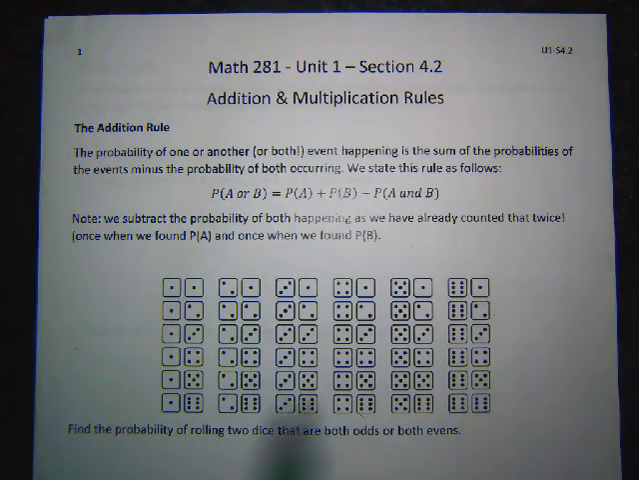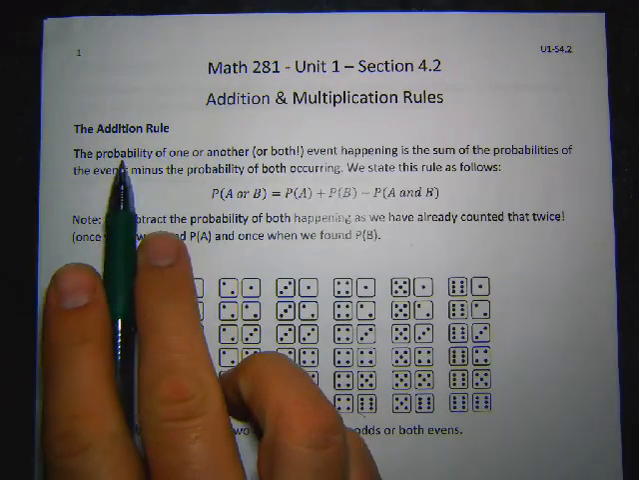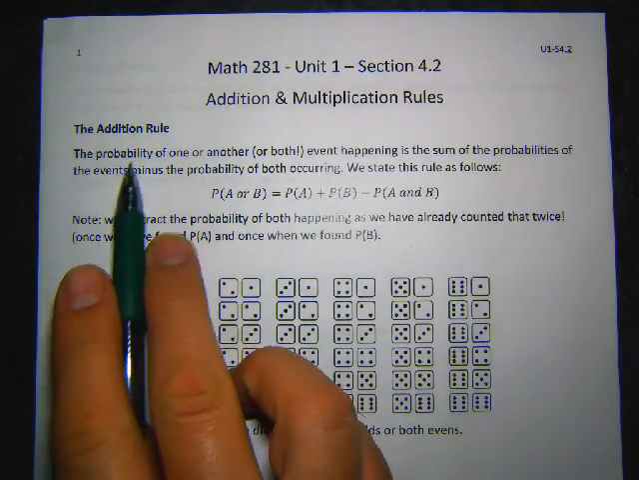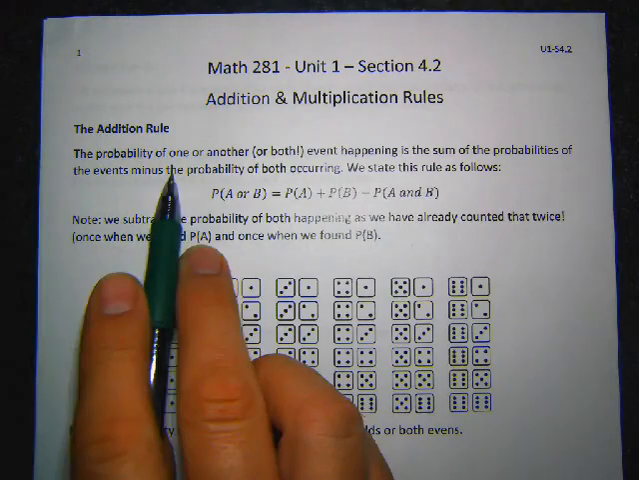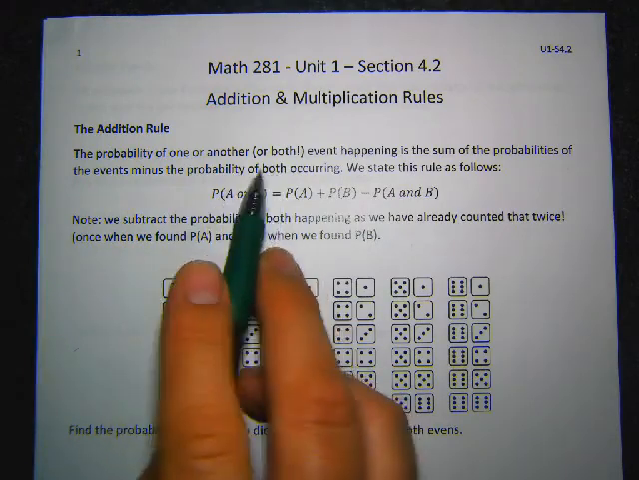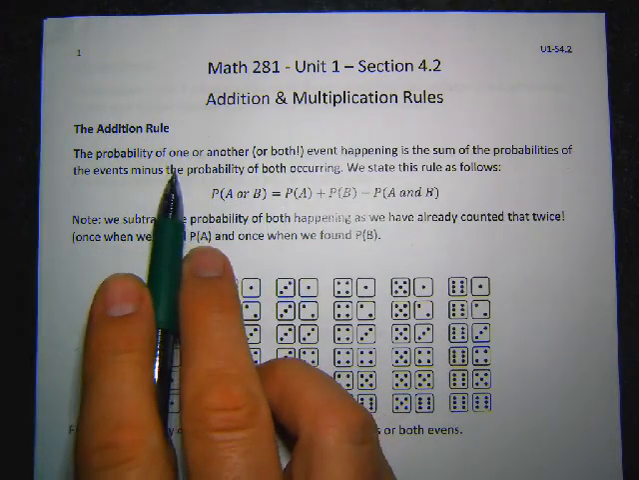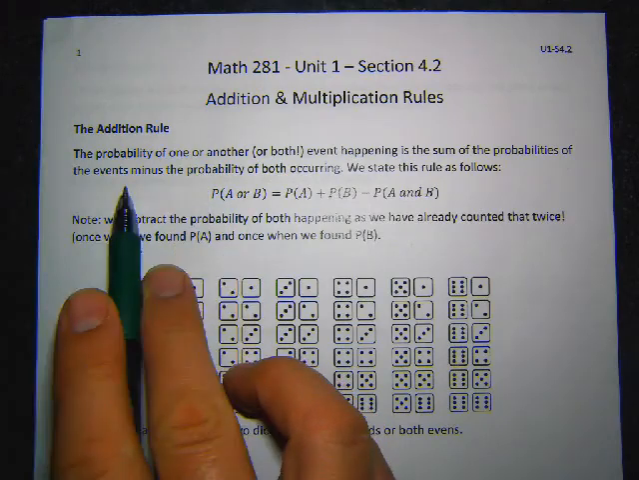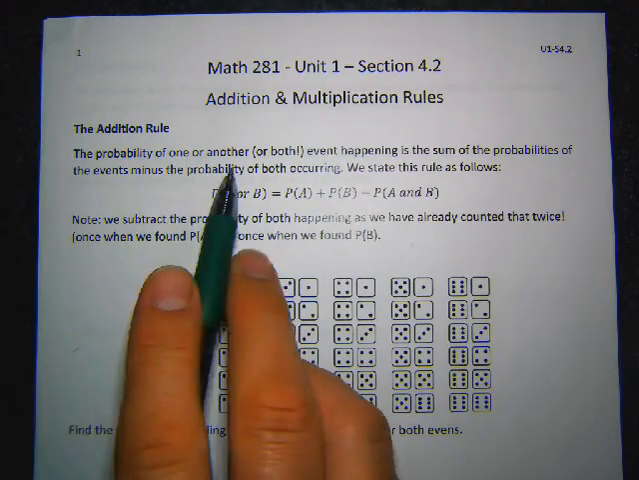So to get started off, we'll look at the addition rule. The addition rule is used anytime we want to find the probability of one or another, or it could be both. So you're looking for two different options. It could be option A or option B. Either one will make you happy.